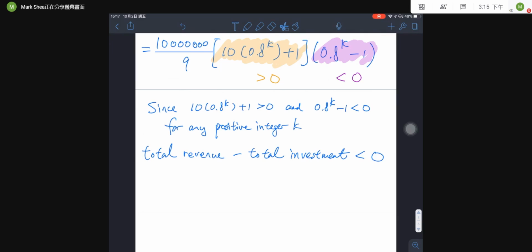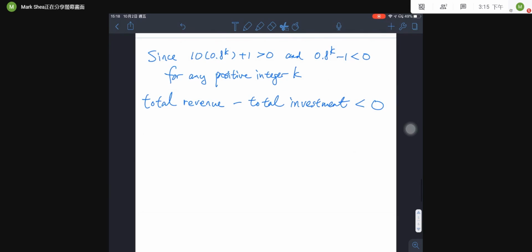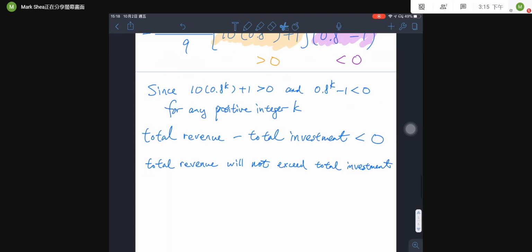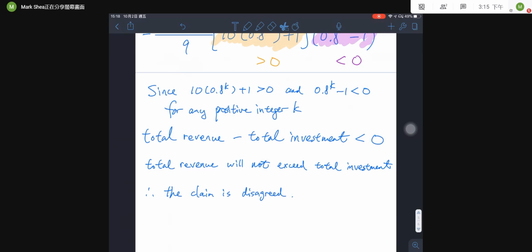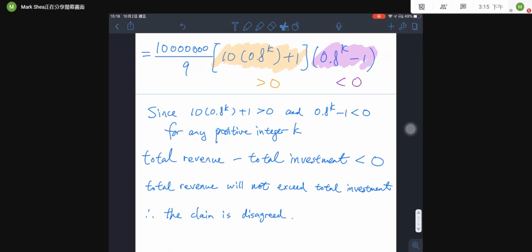So it means that for any k, the total revenue will not exceed the total investment. No matter what k is here. So the claim is disagreed. So this is the result of part C.